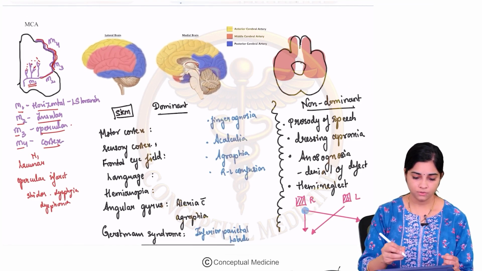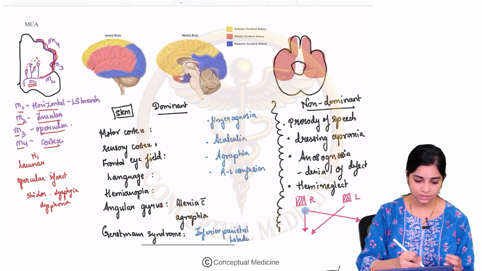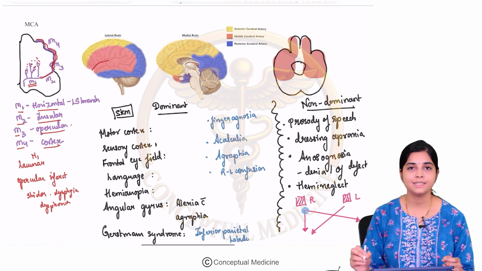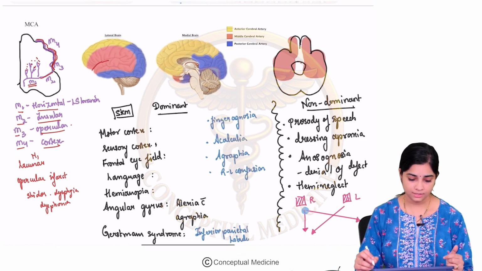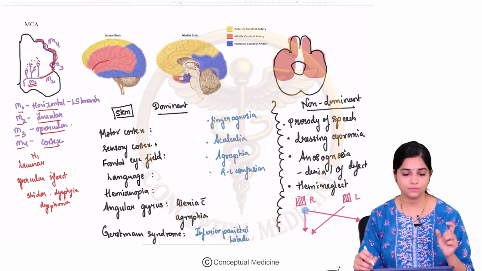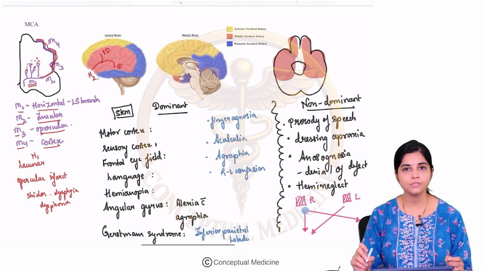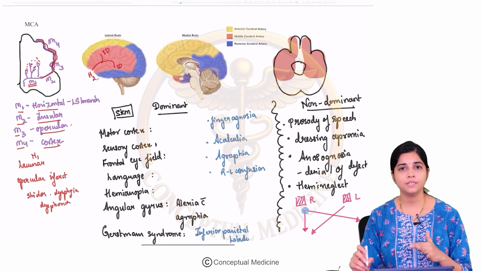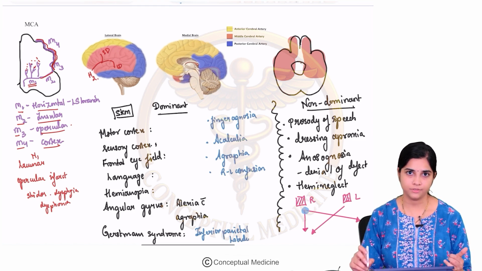Okay. So, the M2, as it comes out here, goes through the sylvian fissure. The stem of the M2 passes through the sylvian fissure and it divides into a superior division and an inferior division. So, this is your M2 branch, and the stem passes through the sylvian fissure and divides into a superior division and inferior division.